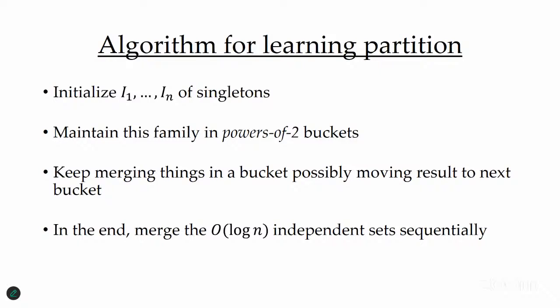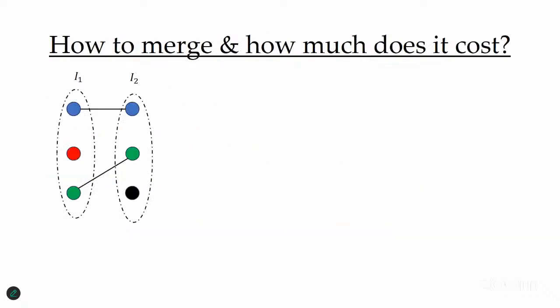So let me try to tell you how to merge and how much it costs. So what is merge? I have two independent sets of roughly the same weight, and I want to figure out this sort of structure. And remember, I don't know their colors at all.